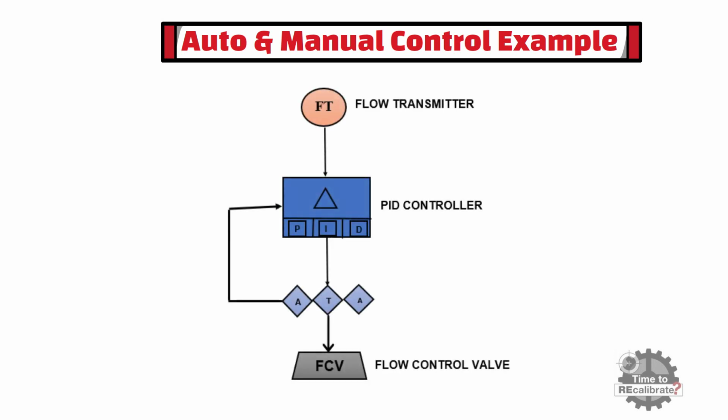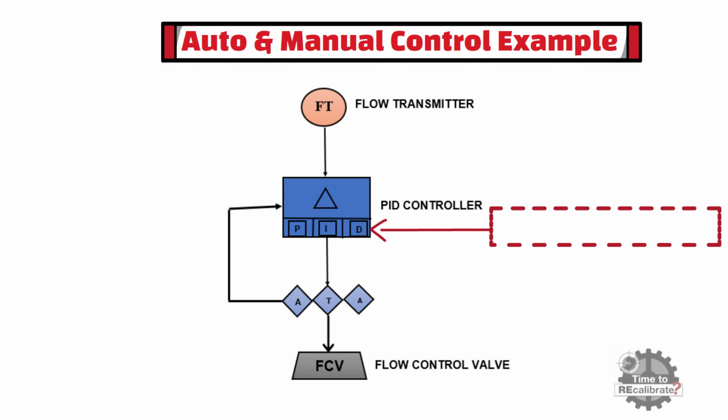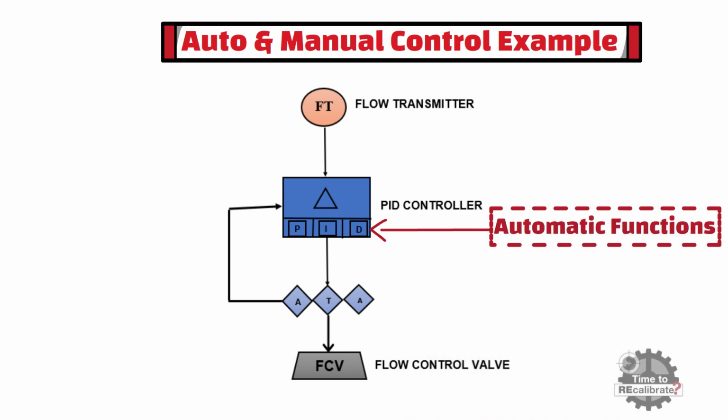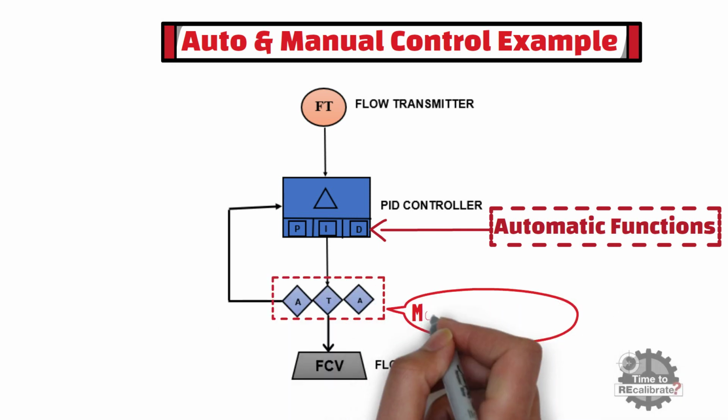Let's take one more example to understand functional diagrams. As you can see from the sample diagram, rectangular blocks such as the delta, P, I, and D shown in this diagram represent automatic functions. And diamond-shaped blocks such as the A and T blocks are manual functions.